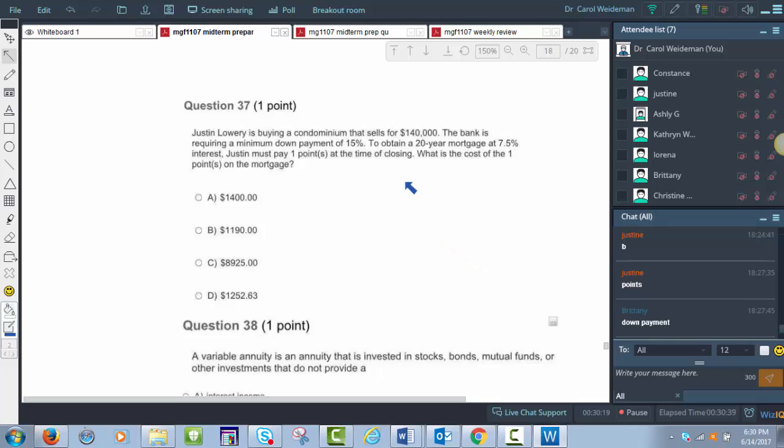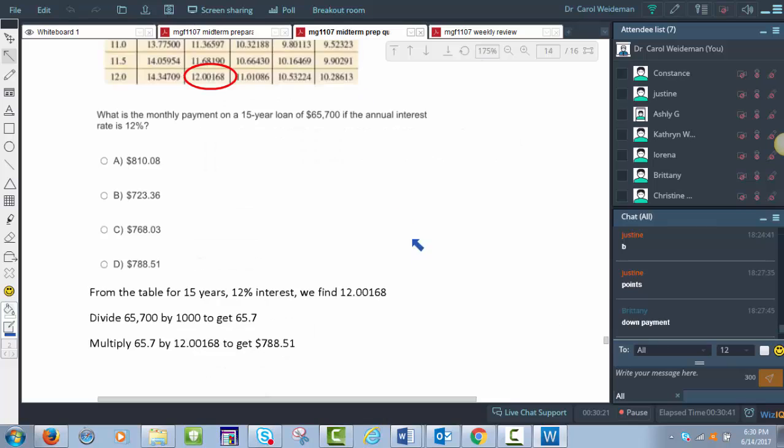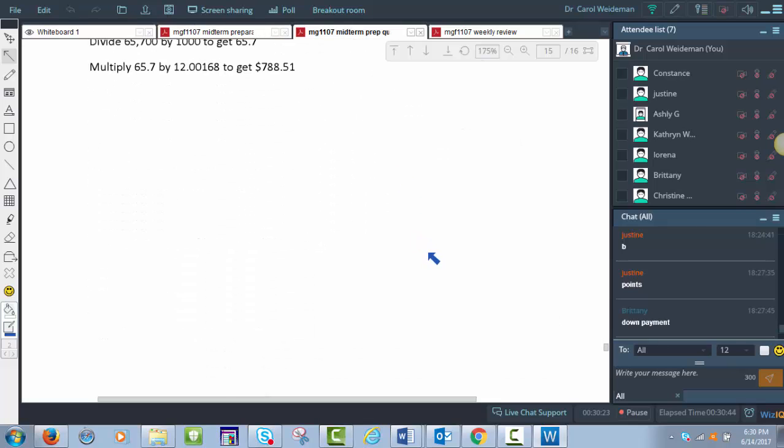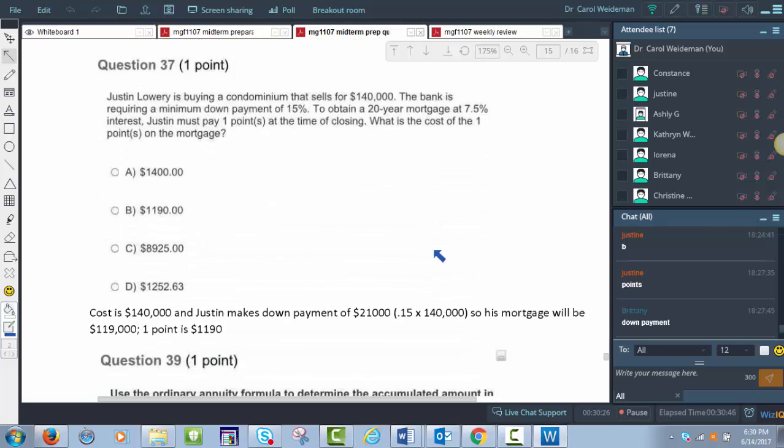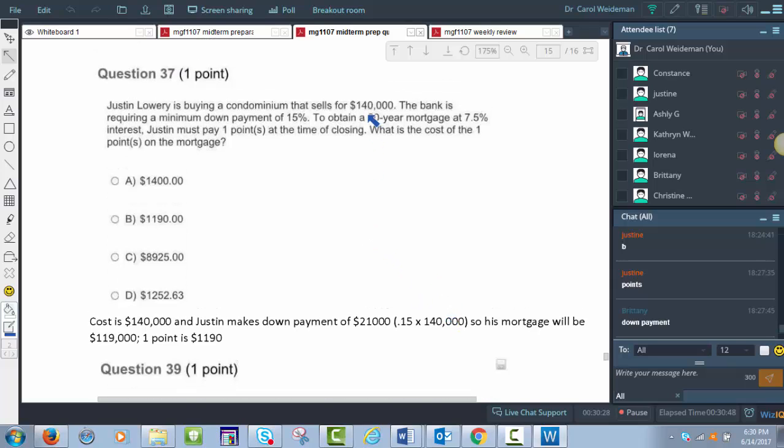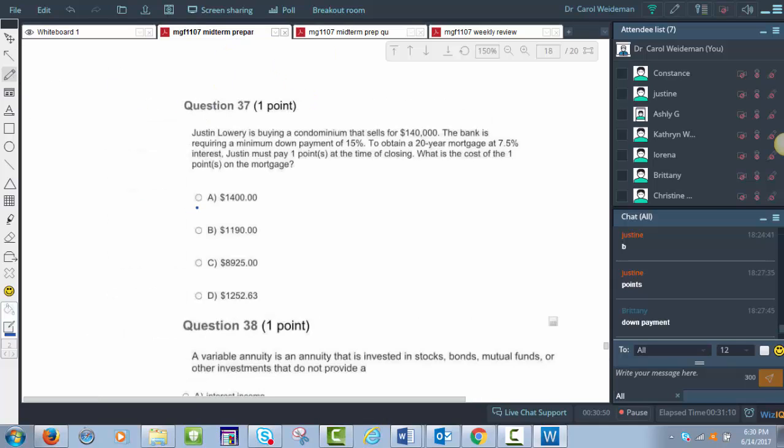Now, just be careful on this one. You actually do have to do a little calculation, because remember, the points are not on the purchase price, but on the amount that he's actually borrowing. So his cost of his house is $140,000, but he made a down payment of 15%. So his mortgage is actually $119,000, and so 1 point is going to be $1,190. So make sure to read the problem, and if there's a down payment, subtract it first before you calculate the point.